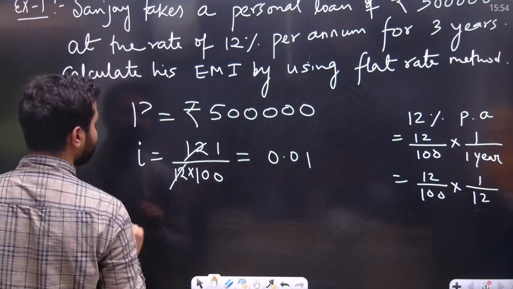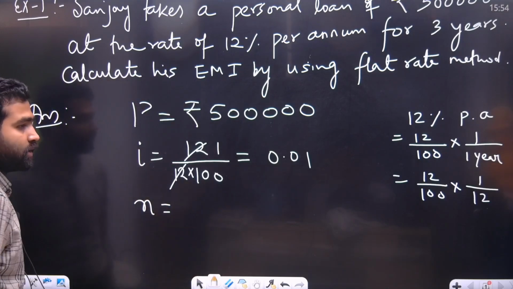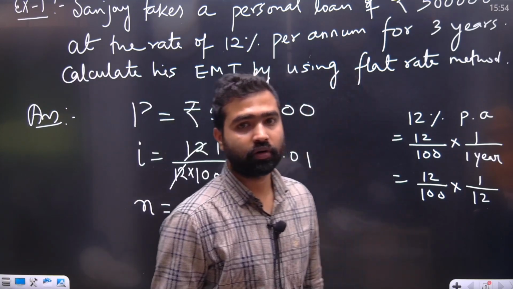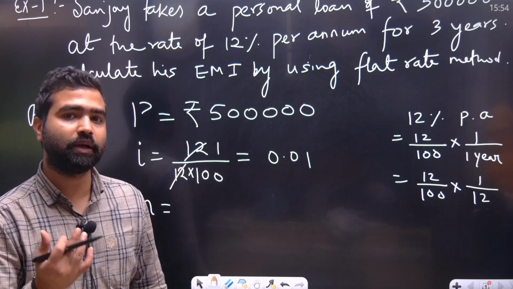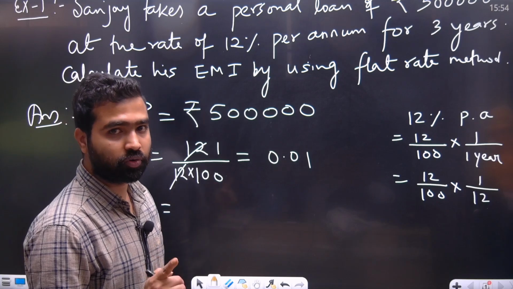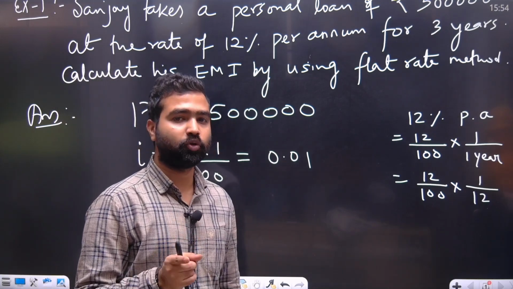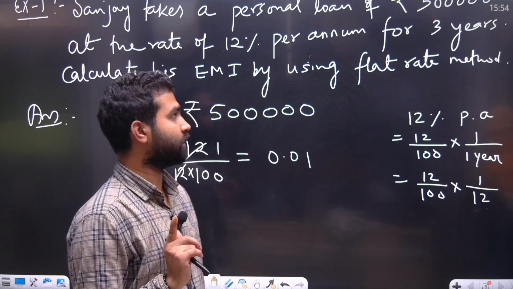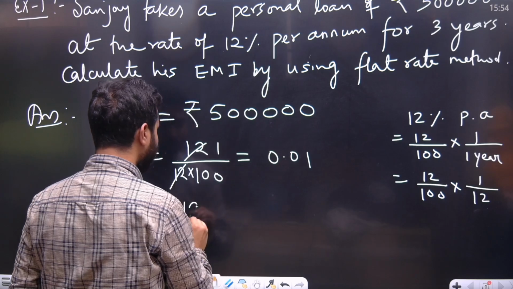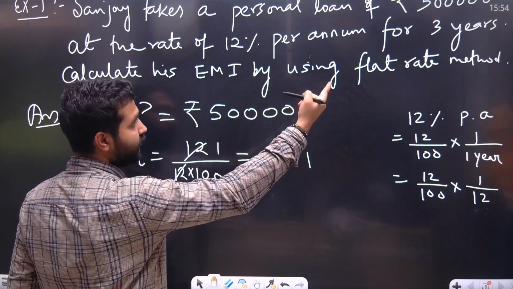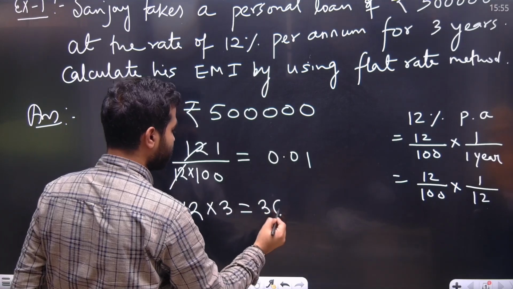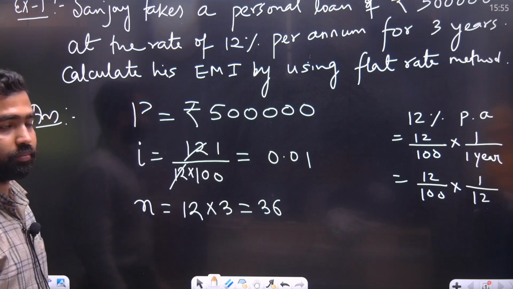And what is the number of payments? Number of payments means how many EMIs we have to pay. So we have to pay 12 EMIs in a year. So how many EMIs will be there in 3 years? It is 12 EMIs in 1 year, and he is taking the loan for 3 years. So 12 multiply 3, it is 36 payments he has to make.